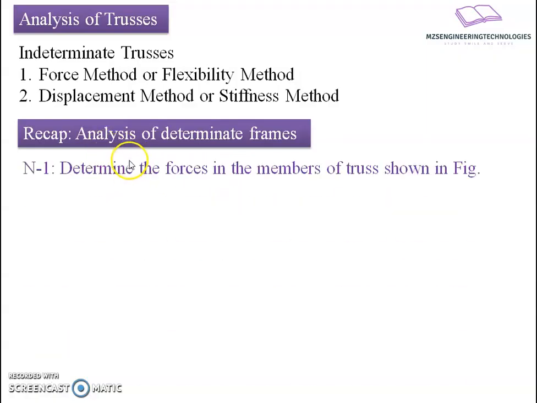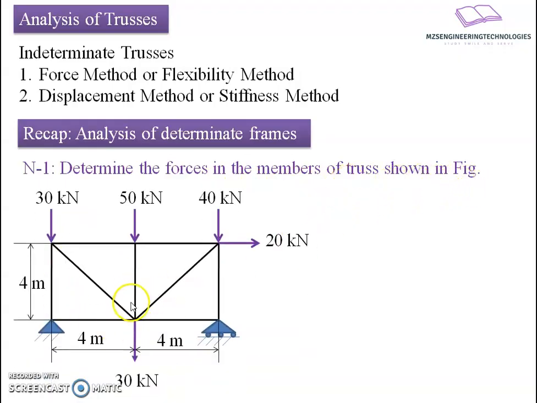For that, let us analyze and determine the forces in the members of the truss shown in the figure. The truss is shown here. It's a planar truss, and it has gravity loads applied at different panel points, and we have to analyze this and find the unknown forces in the members. The very first job is that I have to say whether the truss is perfect or imperfect. Only if it is perfect can I say it is a determinate or indeterminate one.